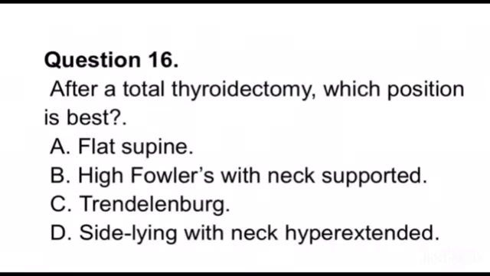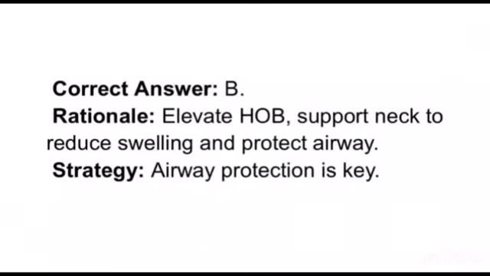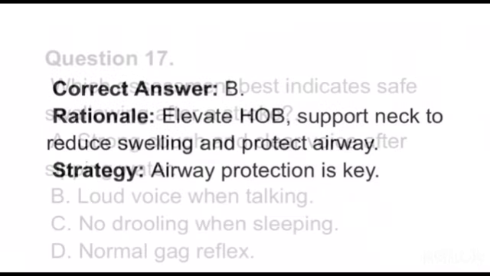Question 16. After a total thyroidectomy, which position is best? A. Flat supine. B. High Fowler's with neck supported. C. Trendelenburg. D. Side lying with neck hyperextended. The correct answer is B. Rationale: elevate HOB, support neck to reduce swelling and protect airway. Strategy: airway protection is key.